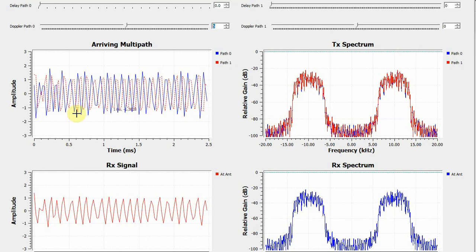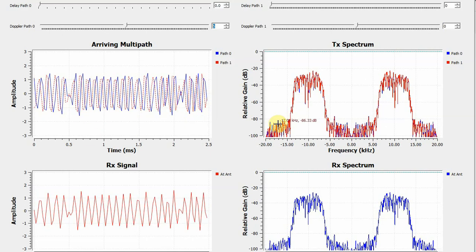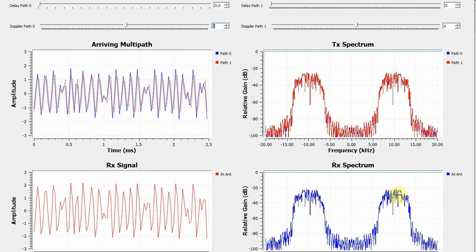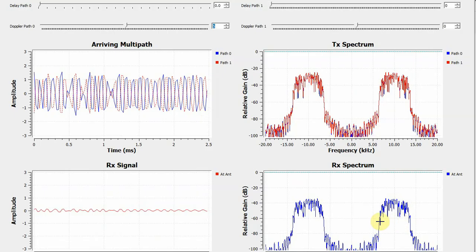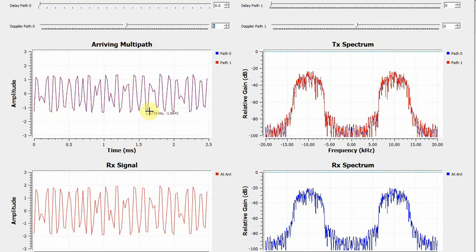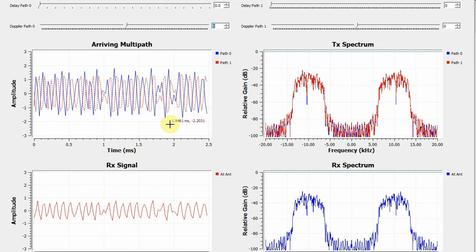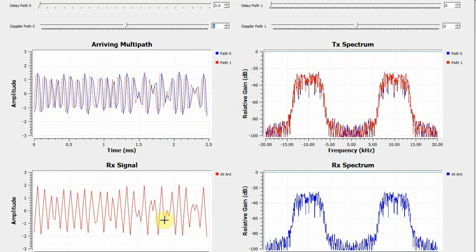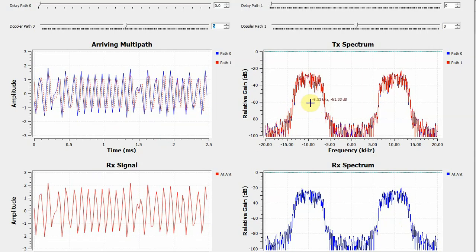The main point I want to show you here is that the spectrum is not much different, especially in its width. When they are adding in phase, they are adding in phase for several symbols. When they are adding out of phase, they are adding out of phase for several symbols. This is what we call slow fading.